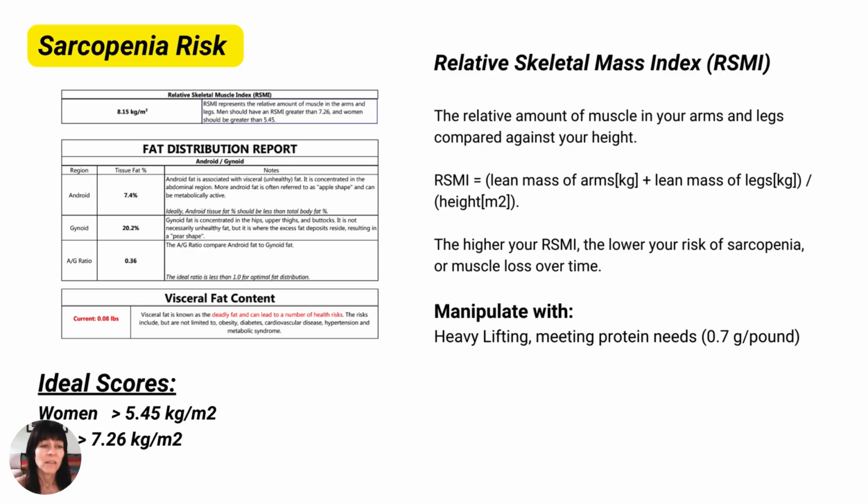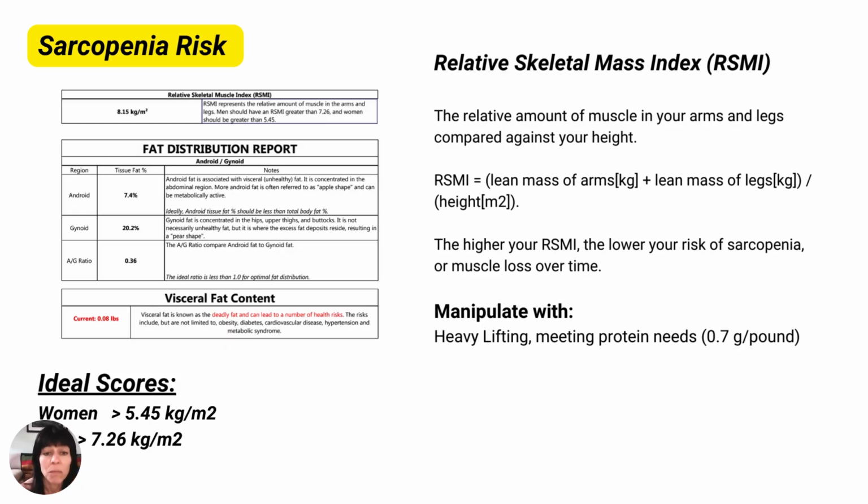And let's start with discussing sarcopenia risk, or muscle loss over time risk. You may have a relative skeletal muscle index indication, which is essentially your total lean mass in your arms and legs divided by your height. So how much muscle do you have, and how much space do you have to distribute across? It's a pretty good normative way to understand how much muscle you have based on your height, essentially. So the higher your RSMI is, the lower your sarcopenia risk is over the long term.